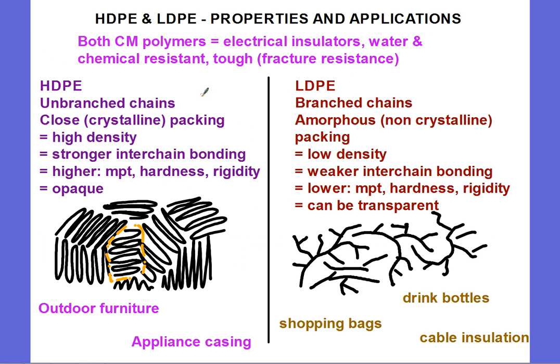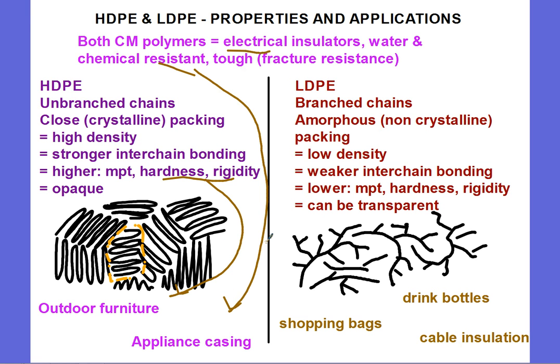But because of the unbranched chains, HDPE is close packing, it's got high density, it's got strong interchain bonding, giving it a high melting point, boiling point, hardness and rigidity, and it's also opaque. And therefore it's used for outdoor furniture because of its hardness and rigidity. It's used for appliance casings because it's electrical and chemical resistant and also quite tough.